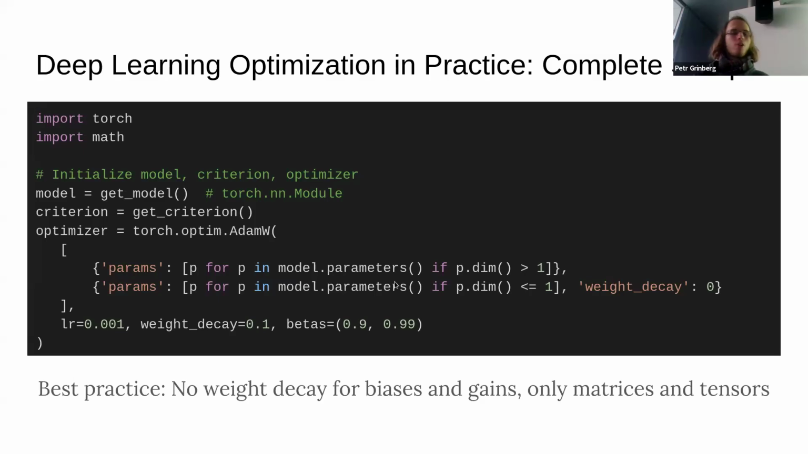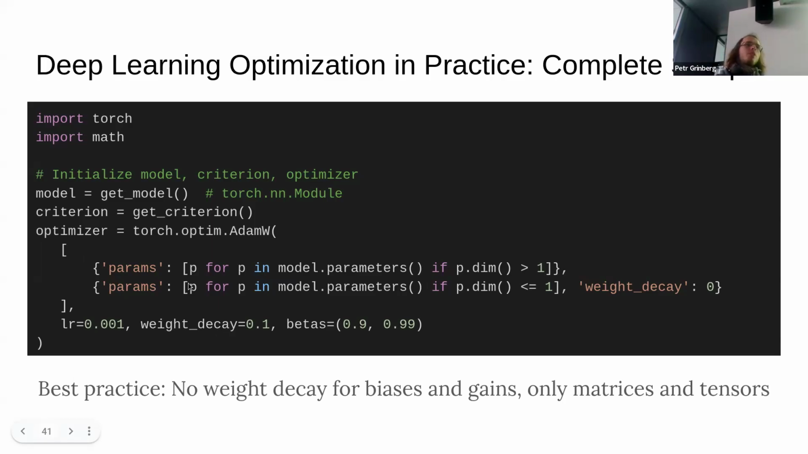Yeah, from Atli also one recommendation was to use weight decay only for weights, so for biases you should avoid using weight decay, and this is done by having this list here.